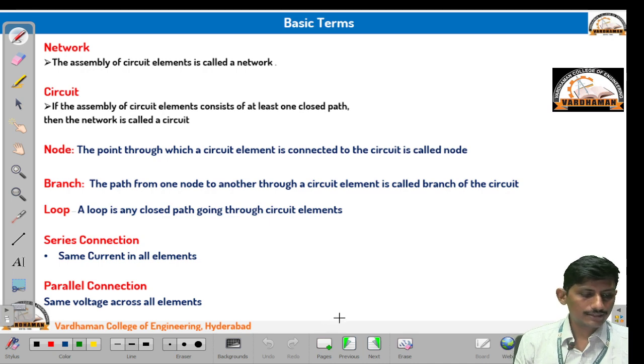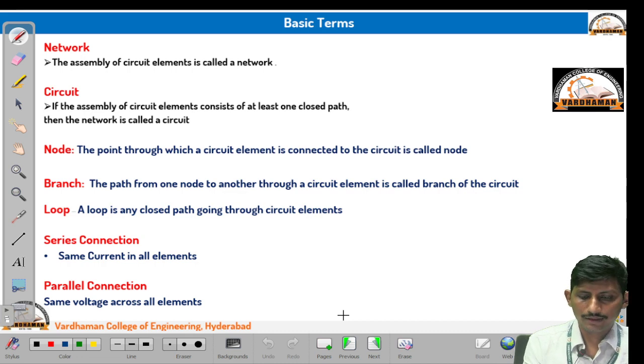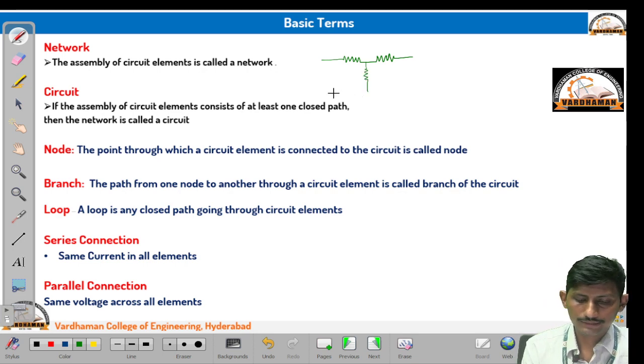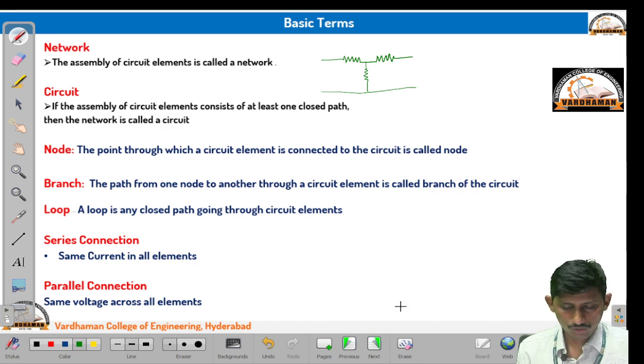The next term is a network. Network is an assembly of circuit elements. For example, let us take this one. I am taking two resistors in series and one resistance like this. So, this can be called a network. There is no necessity of any sources to be connected, and there is no necessity of any closed path for a network.